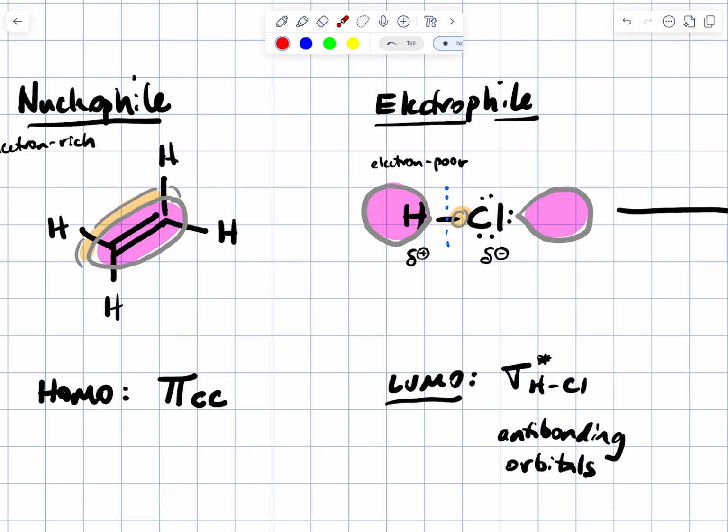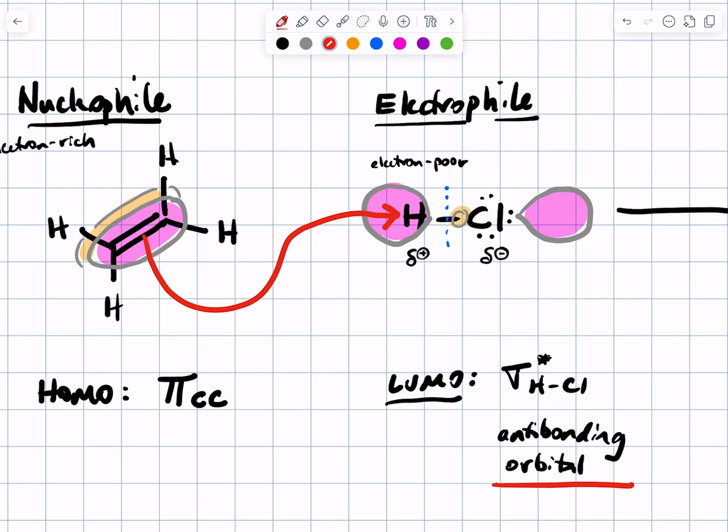So when you have a choice, when the LUMO is on 2 atoms, use electronegativity to identify which of those 2 atoms is most electron poor, and then draw the arrow there. So I'm going to draw the arrow from the carbon-carbon pi bonding orbital to the hydrogen. Now, because this is an anti-bonding orbital, I have to break the hydrogen-chlorine bond.